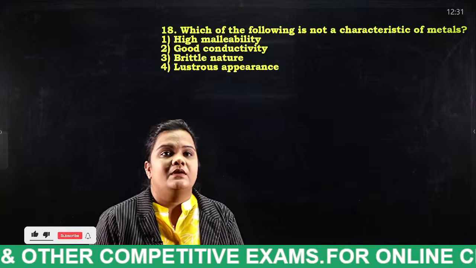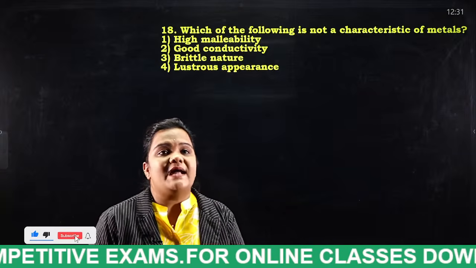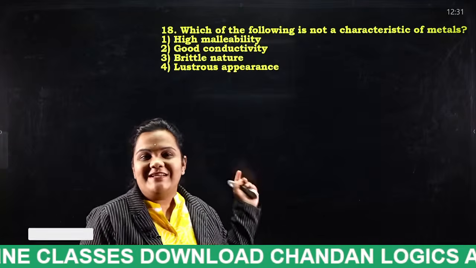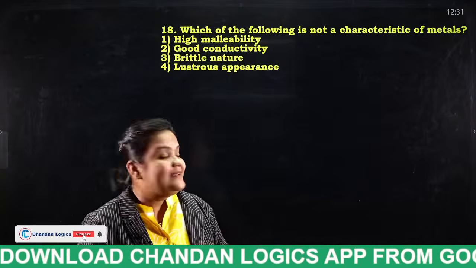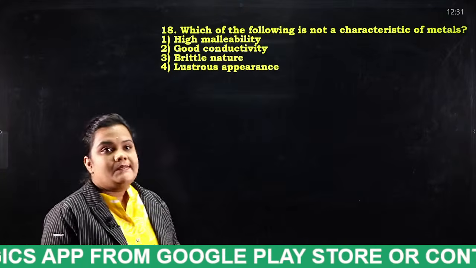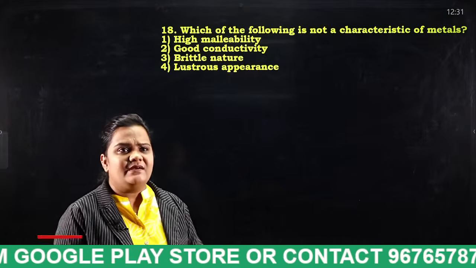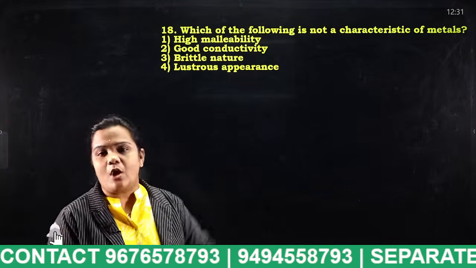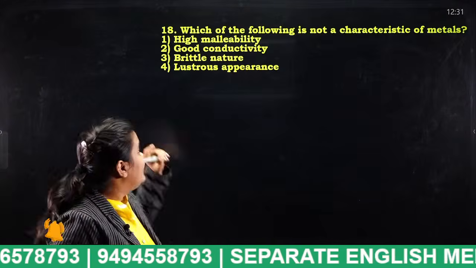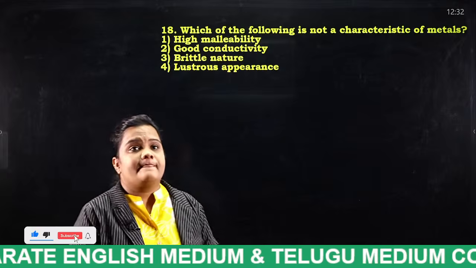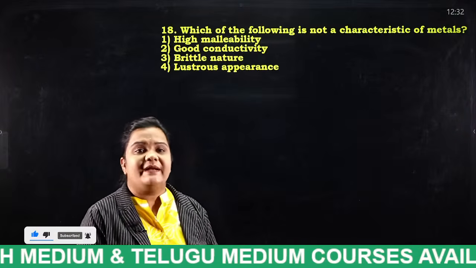Okay. Sorry. What is the answer for this question, students? Actually, metal shines, right? Luster is nothing but shining. Metal has a shining property. How can you say it does not have lustrous appearance? Yes, metal shines.